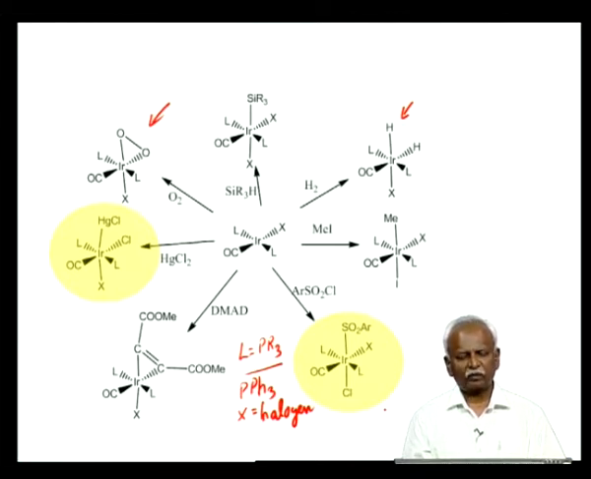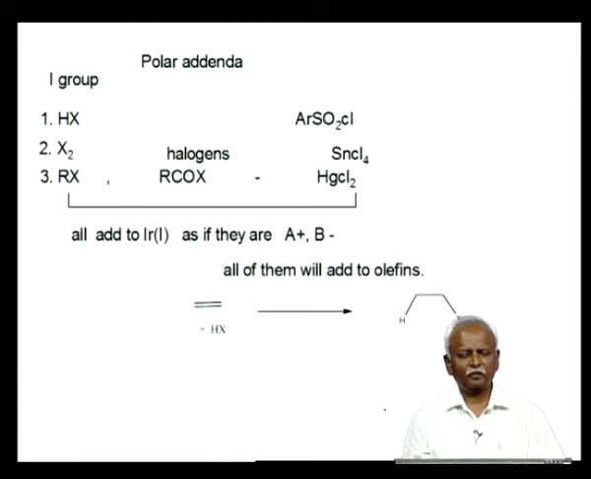Now, because you have a range of substrates, it is convenient to classify them according to the type of reactions they undergo. The steps involved are not always the same, and so they have been classified into 3 groups, and we will consider these groups one by one. Now, if you take the first group, these are the molecules which are polar, for example, HX, that is hydrohalic acid, HCl, HBr, HI, and so on.